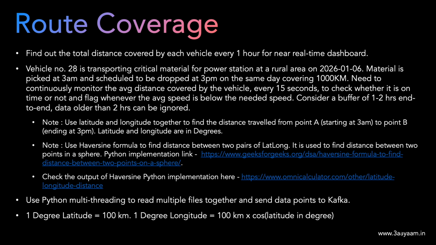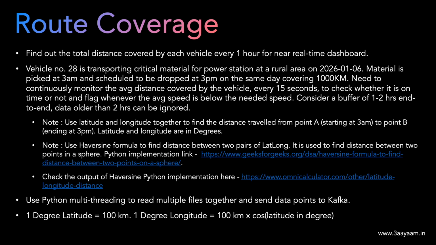It is typically 110 kilometers for 1 degree latitude, and the latitude and longitude information that you see in the data set are in degrees, not in kilometers, right? Because you'd see positive and negative values both, and latitude and longitude are always in degrees. So you'll have to find out the distance traveled based on the lat long information, and you have to use something called the Haversine formula. I'll talk about it shortly.